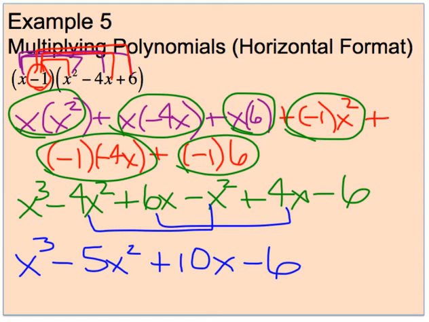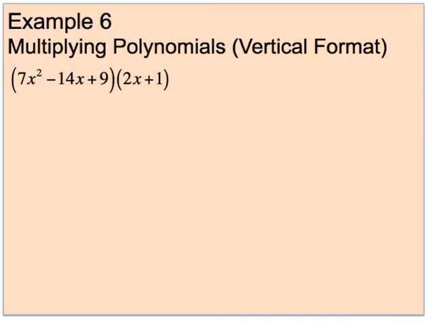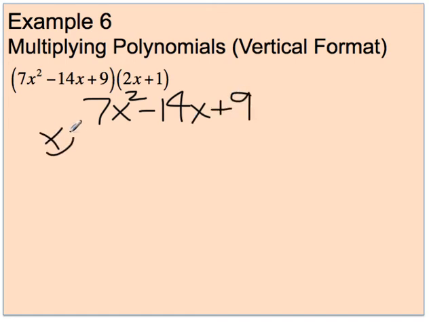And so here, multiplying in horizontal format, we multiply each term of the binomial times each term of the polynomial. The vertical format is a little bit more difficult, but it's just like multiplying numbers. So in this case, we have the question 7x squared minus 14x plus 9 times the binomial 2x plus 1. So first let's just write it in our vertical format. So we have 7x squared minus 14x plus 9, and we want to multiply this by 2x plus 1.